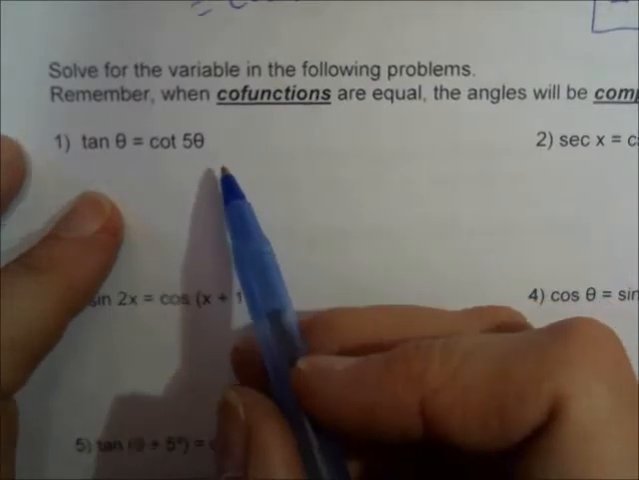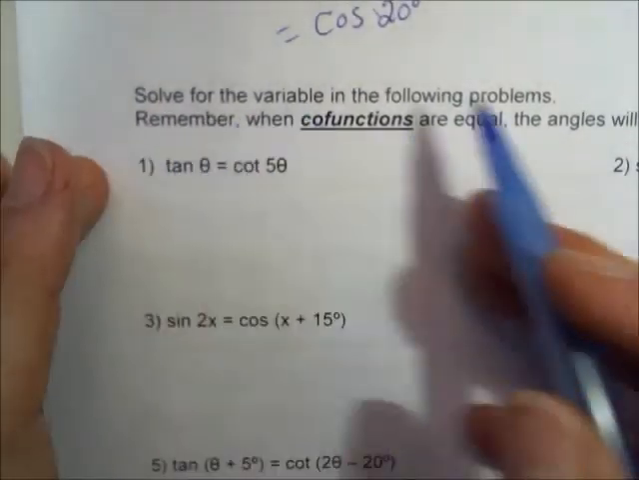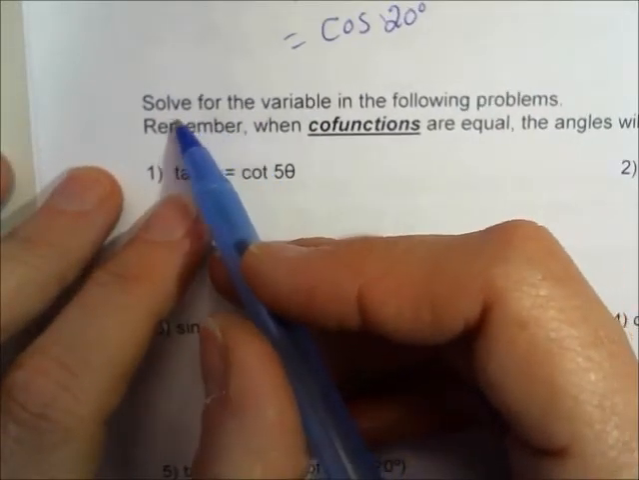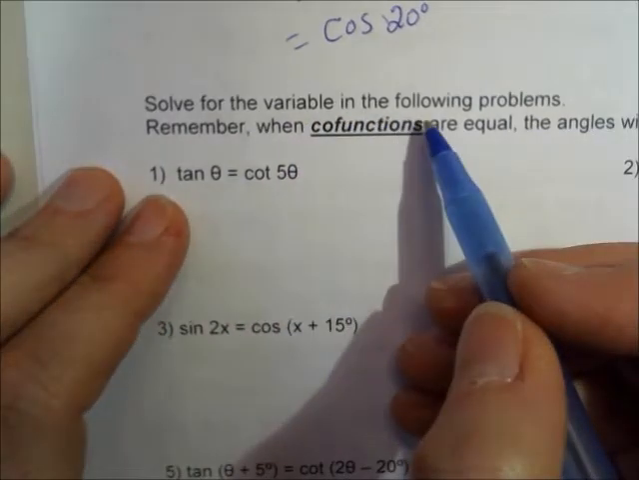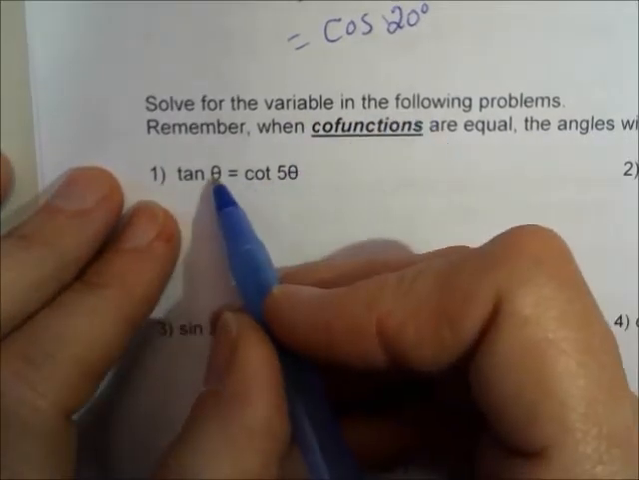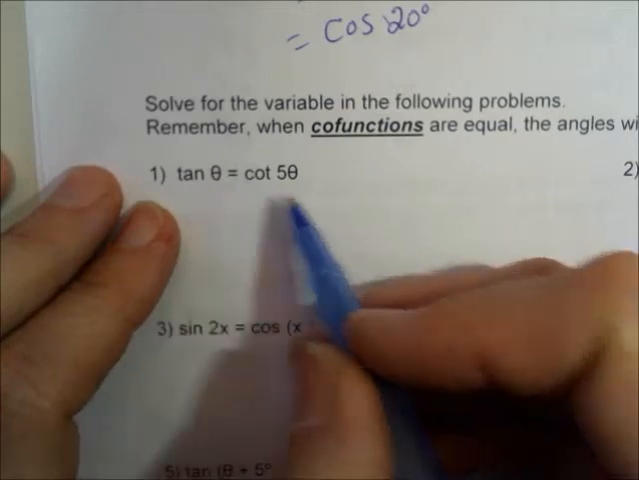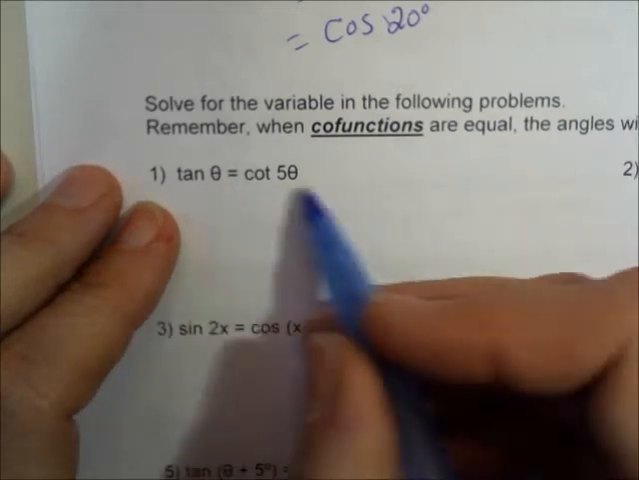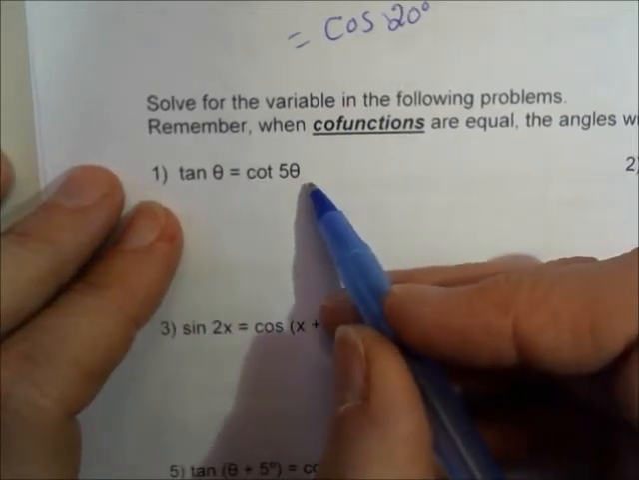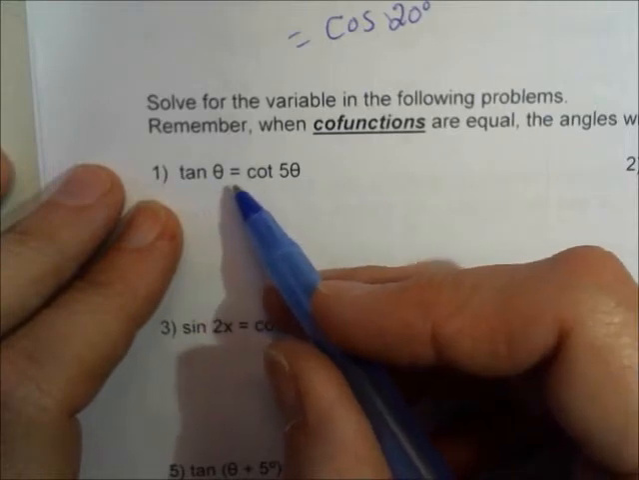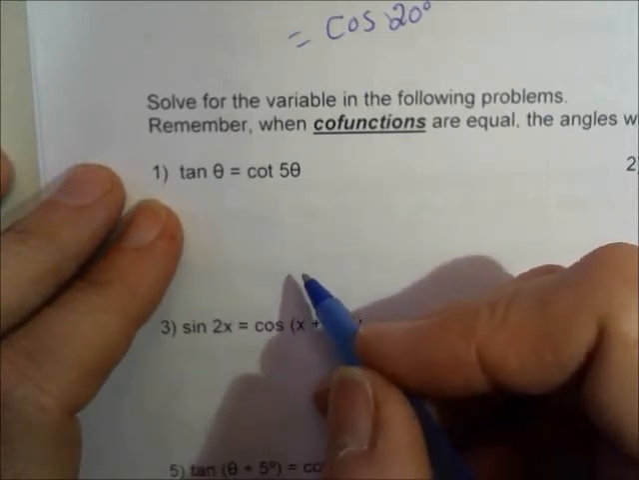But first of all, the instructions for these last 6 problems are to solve for the variable in the following problems. Well, sometimes the variable is theta, and sometimes the variable is x. But we have to solve for that, which means we have to say what theta is equal to or what x is equal to in the end.